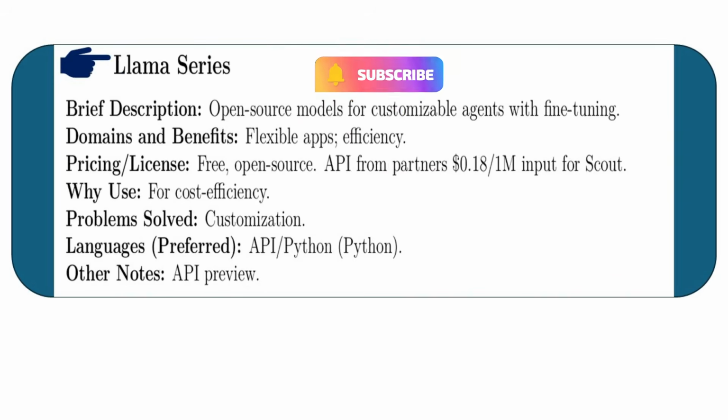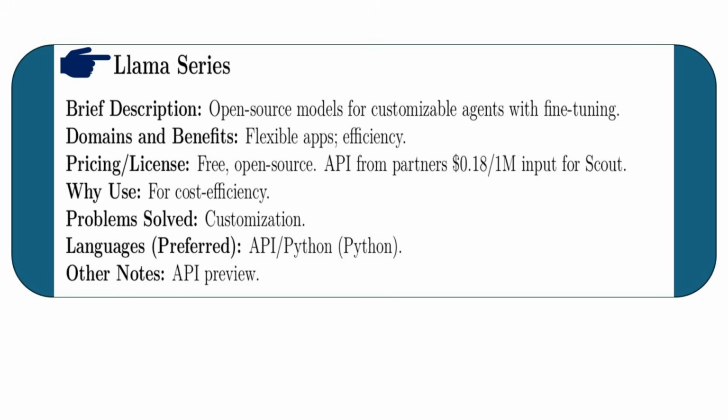Llama series, open source models for customizable agents with fine tuning. Flexible apps, the domain area gets benefited with efficiency. It is free, open source and API from partners. $0.18 per 1 million input. It is useful for cost efficiency, resolves customization.